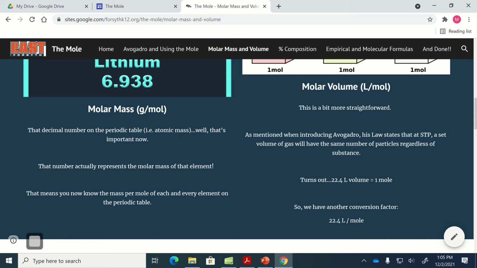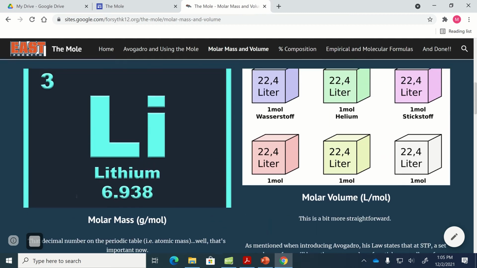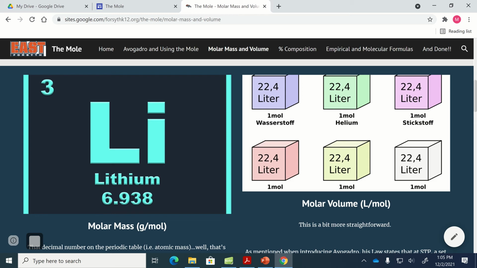Molar mass is measured in grams over moles. It's the mass of the chemical per mole. It can be found on the periodic table, which we said we were going to come back to. Here is a periodic table picture of lithium. The decimal number at the bottom, which we call the atomic mass, or the relative atomic mass, is the average mass of all the isotopes of the element.